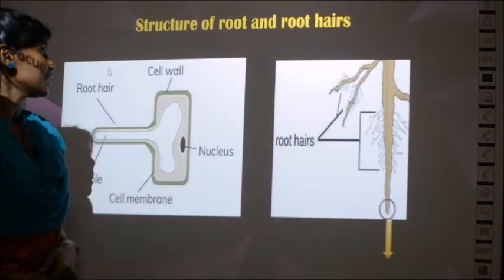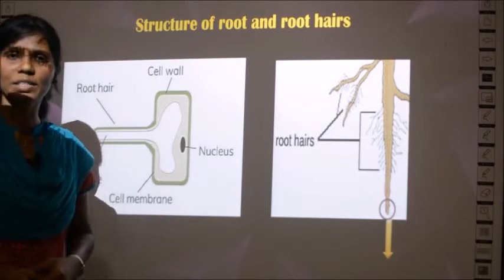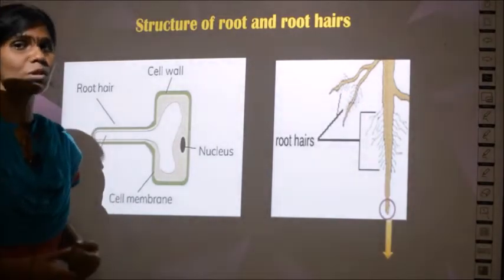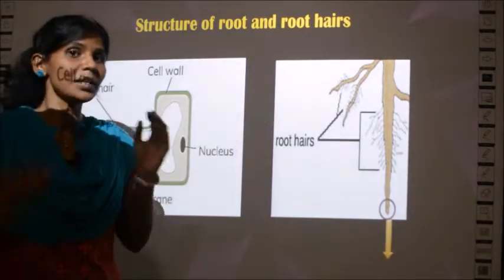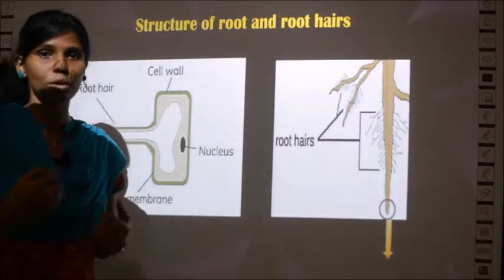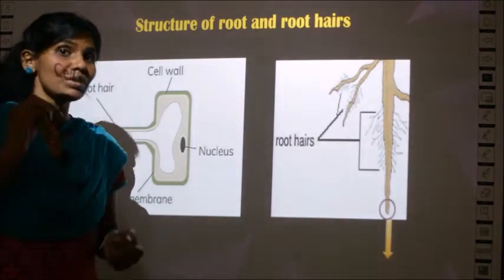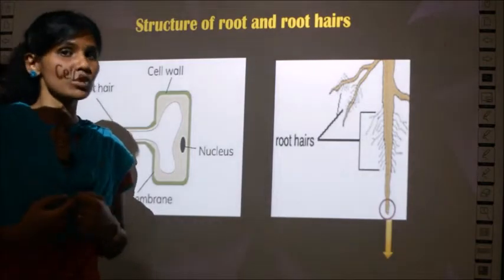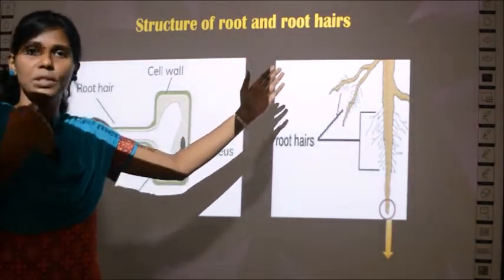So next we learn about the structure of root and root hairs. Why do you need to learn about the structure of root and root hairs? Especially the root hairs are the part of the root which actually takes part in the absorption of water. We have studied that the root absorbs water. So which portion in the root actually absorbs the water? The root hairs are the ones which absorb the water.